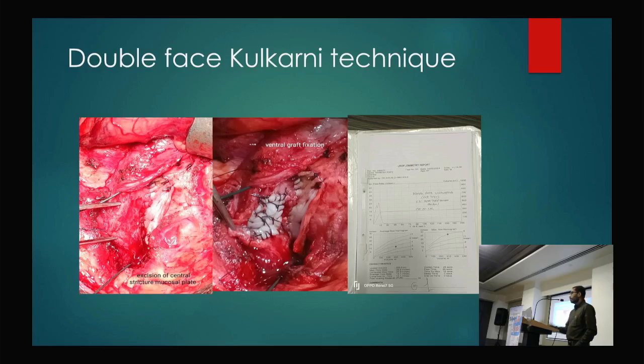This is a post-TURP stricture, nearly obliterative, where we put a dorsal graft as well as a ventral graft. So double face urethroplasty has been performed.